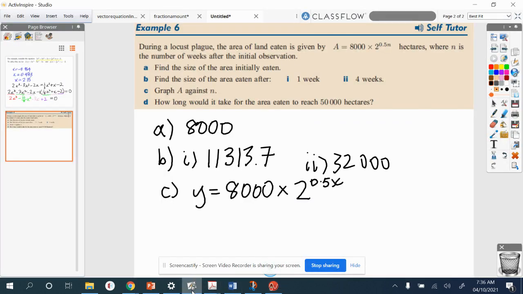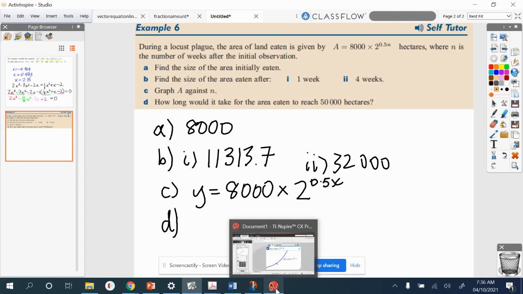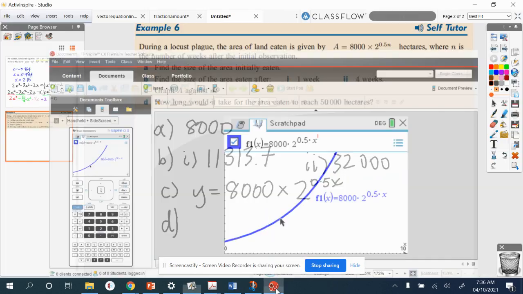So we've done that. We've graphed A against N. So you would probably be expected to sketch that. But I'm not going to do it on here because it's going to look hideous. But you can just look at your graph and sketch from there.